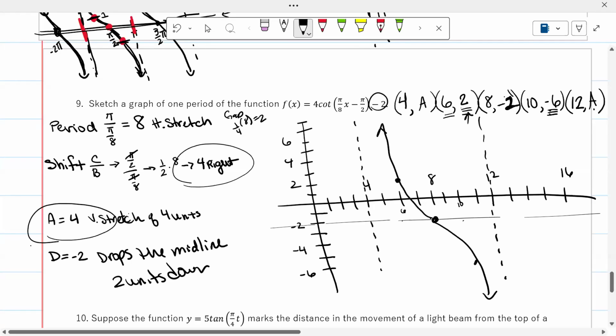And I can put it on repeat. Every point will repeat 8 units later. So if I drop this back 8 units, it'll be here. If I drop the 10, -6 back 8 units, it'll be 2, -6. And that's that part. This asymptote will be at 8 units back.